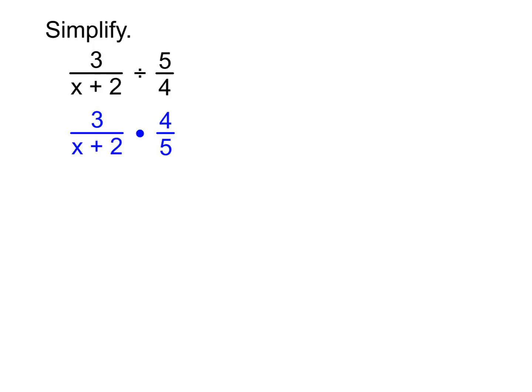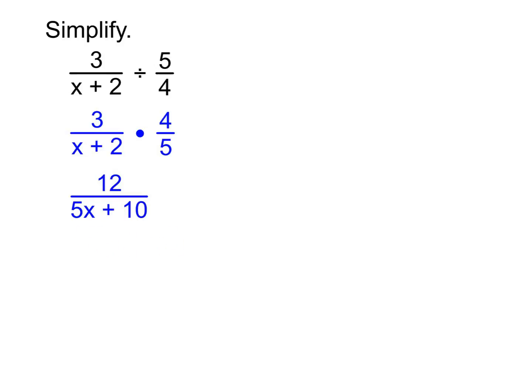Go ahead and do the multiplication. Then on the top, we do 3 times 4. That's just going to be 12. And on the bottom, remember, you got to multiply both of them by the 5. So 5 times x gives me 5x. Plus stays a plus, and the 2 times 5 gives me 10.